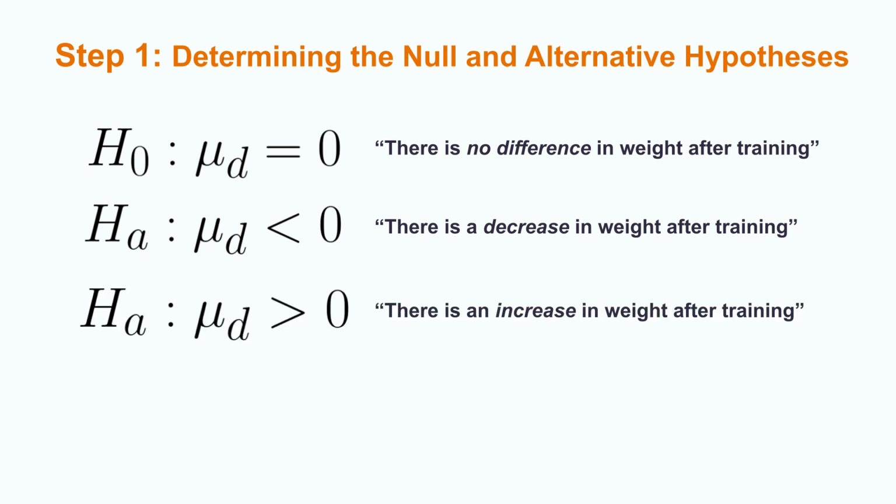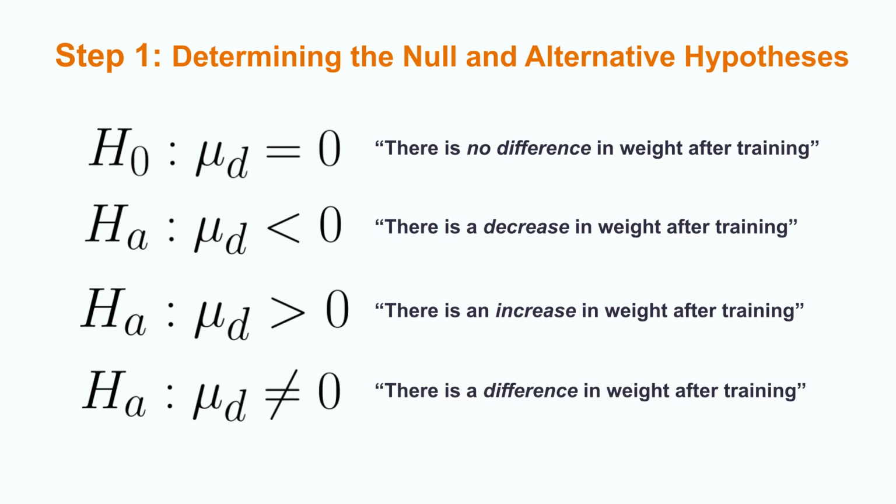Now, let's say that we had clients that wanted to gain weight and muscle rather than lose body fat. This would be a case where we would use a right-tailed test, which uses a greater than sign. Lastly, if we wanted to say that our personal training sessions result in a change in weight, either gained or lost, we would use a two-tailed test, denoted using a does not equal sign.